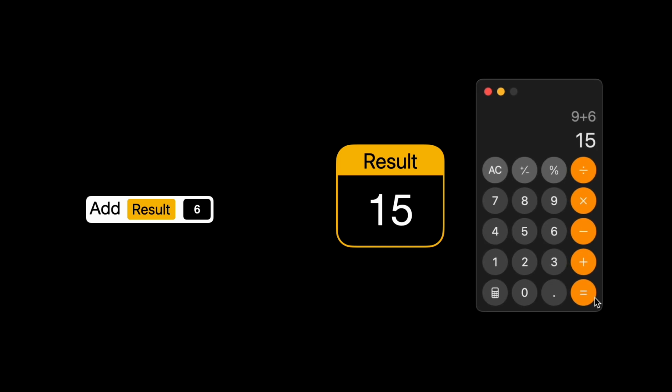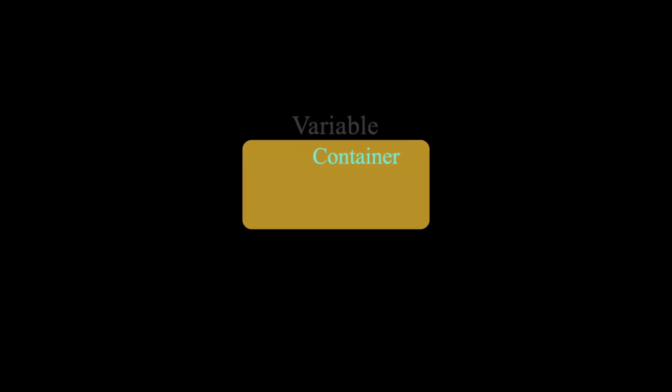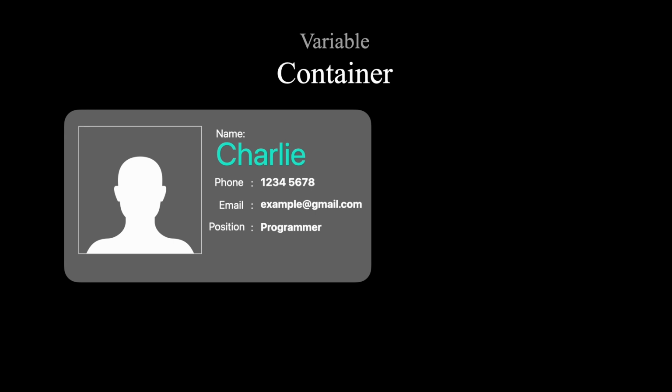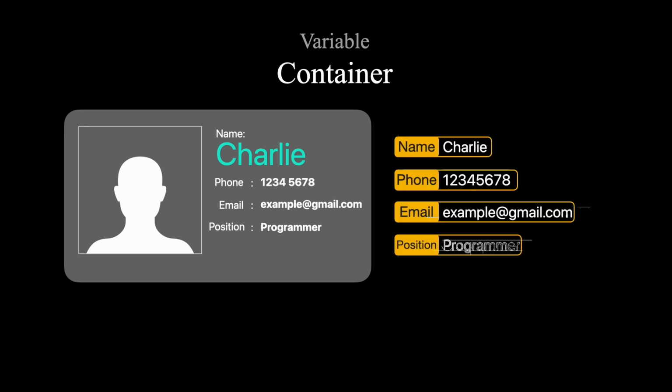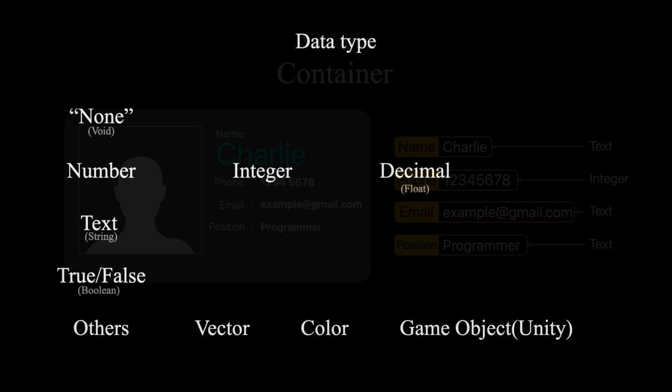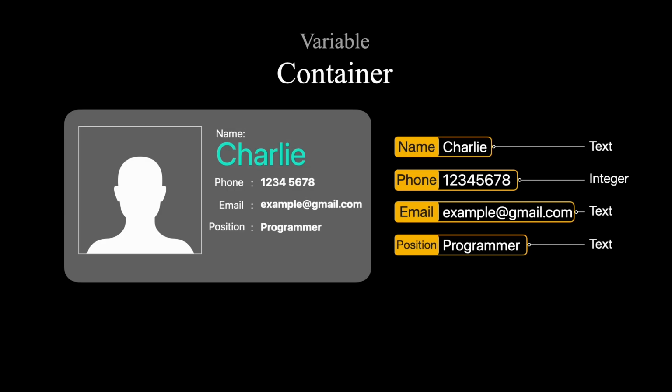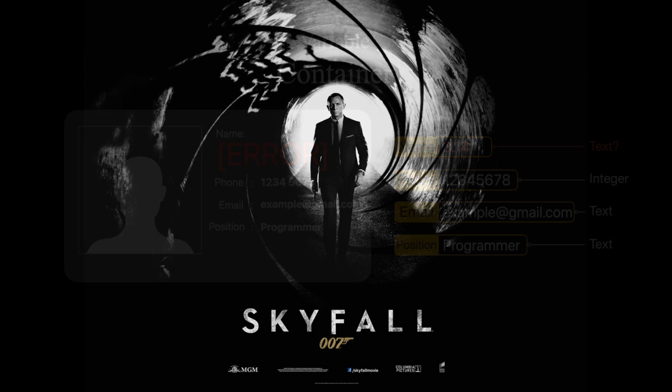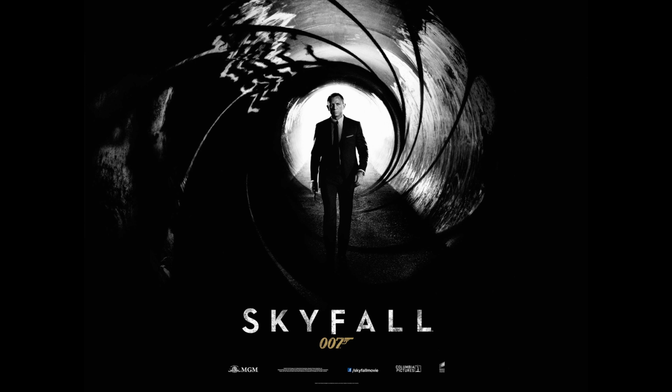Just like the sticky note we created, a named container that stores values, we call it a variable. Your business card, for example, has all sorts of information. They are all variables that can change over time. Each variable can only have a specific kind of data type, which we talked about in the previous episode. Your name, for instance, can't be a number, can it? Sorry, James Bond, but in the real world, it's not possible.